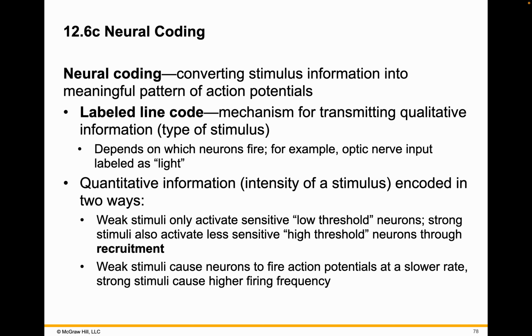Neural coding is converting that stimulus information into a meaningful pattern of action potentials. We have a labeled line code, which is the mechanism for transmitting qualitative information, and quantitative information is encoded either by weak stimuli sensitive to low threshold or weak stimuli causing neurons to fire action potentials at a slower rate.